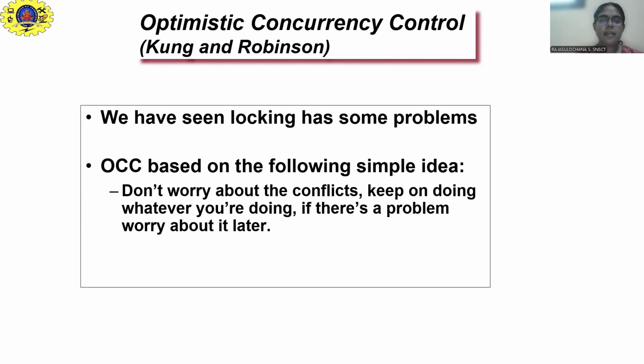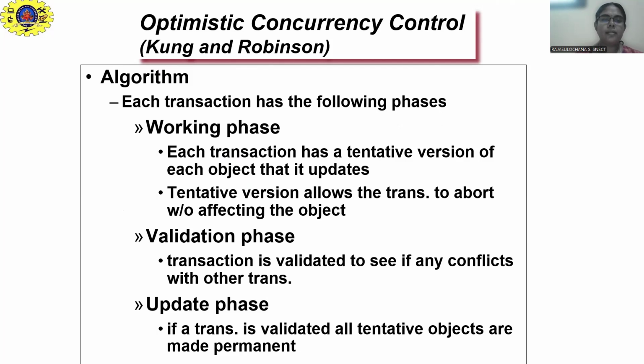It says that we need not worry about conflict, and we can keep doing whatever we are doing. Only if any problem arises do we need to worry about it. Till then, we need not worry about it. This is a somewhat skeptical approach, not a technical thing. So here is an algorithm for optimistic concurrency control.